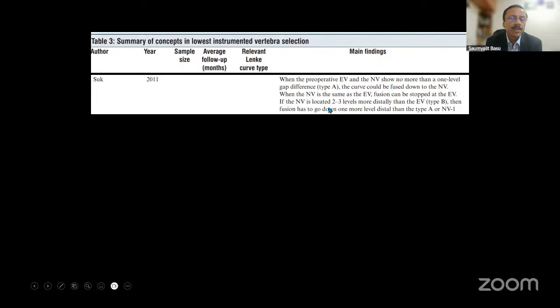The problem arises when the neutral vertebra is way down. So for example, your end vertebra is T12 and your neutral vertebra is L3. Then you must go to L2. That means NV minus 1. That means if the end vertebra and the neutral vertebra are far apart, you should try to reach the neutral vertebra as much as possible. But if they are close together, you can stop at the end vertebra.